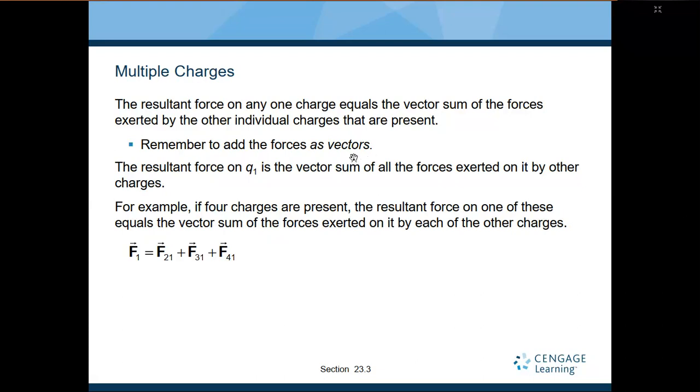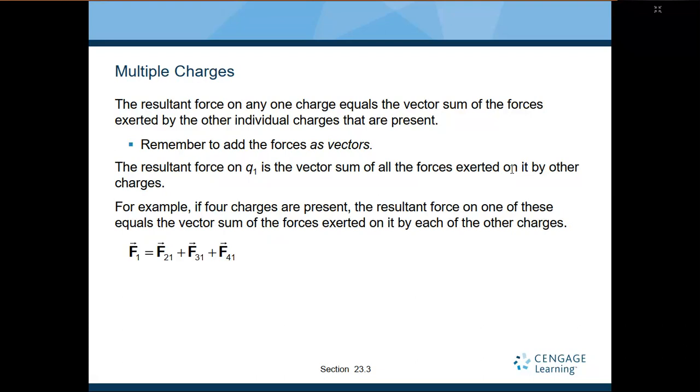So remember that we need to add the forces as vectors. They are not the same with scalars na you can just directly add. Because we all know that force is a vector quantity. We need to specify and consider the direction. So the resultant force, let's say for example our concern is the charge Q1, due to the presence of several charges. How do we find the resultant force? The resultant force on Q1 is just the vector sum of all the forces exerted on it by other charges.